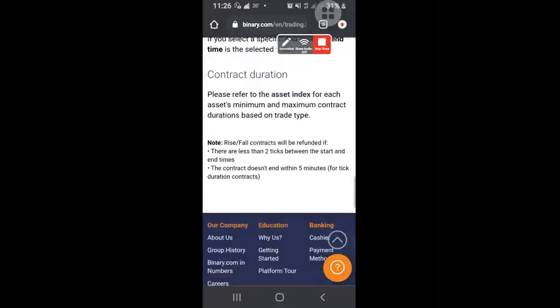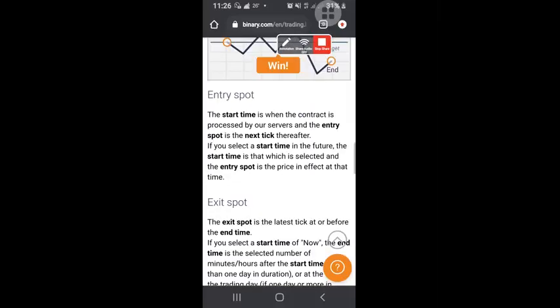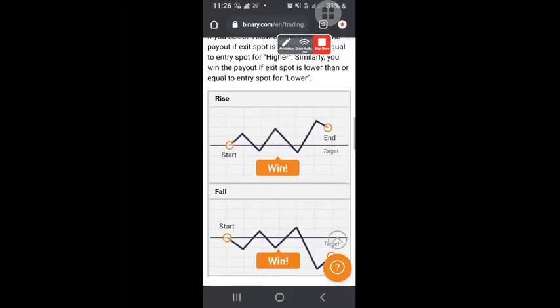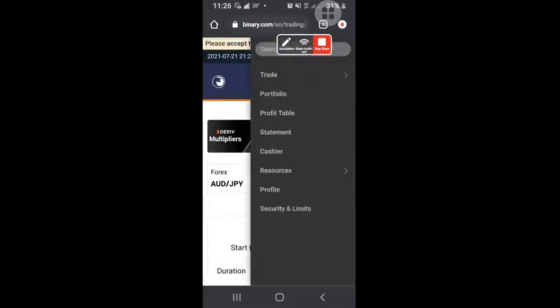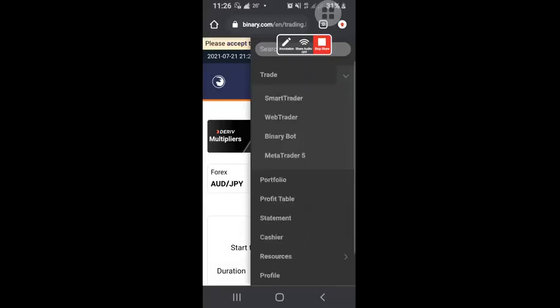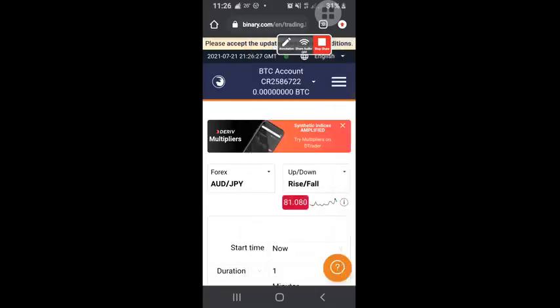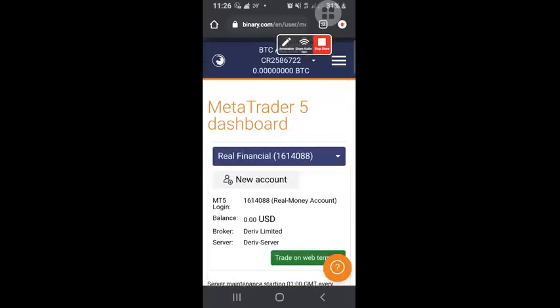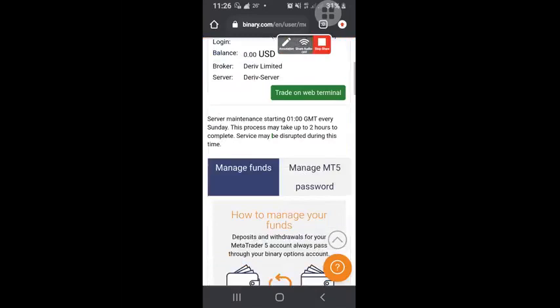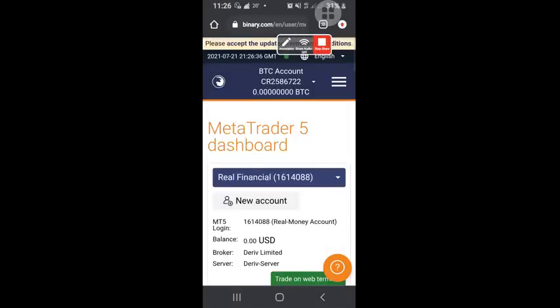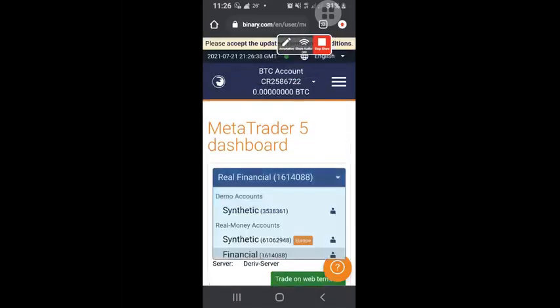All right, so no, scroll up. Okay. Click on the menu button, the three buttons on the right. Under trade, press on that arrow. Trade. Okay, MetaTrader 5. So select your demo account. Now scroll up. Click on the Real Financial.